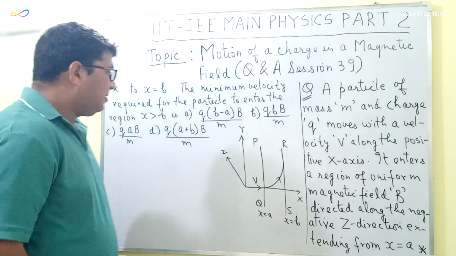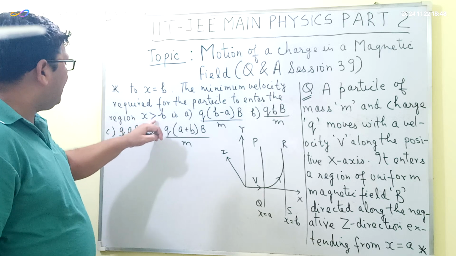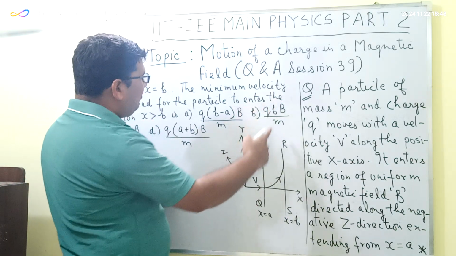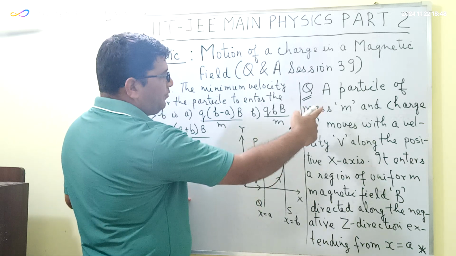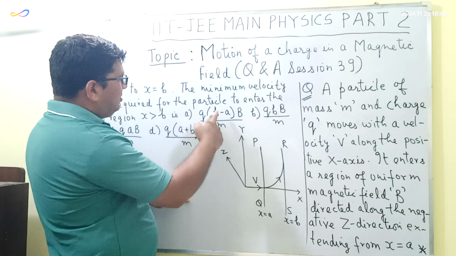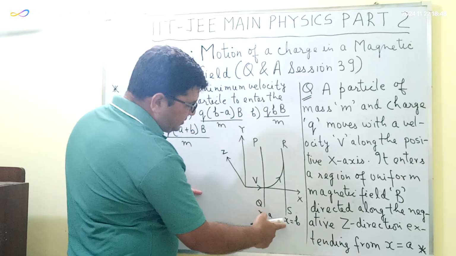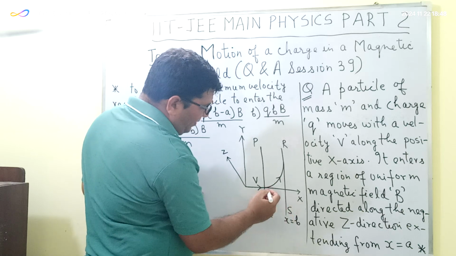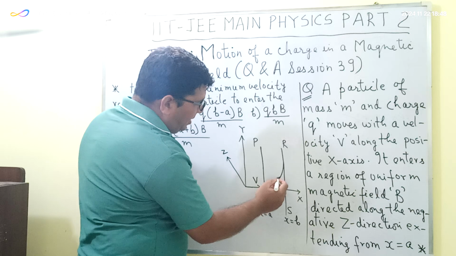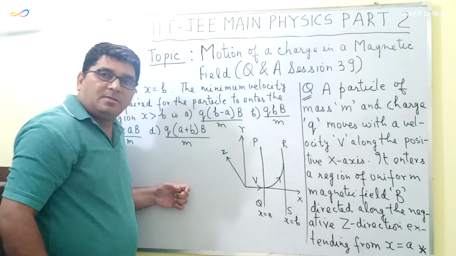So the minimum velocity required for the particle to enter the region x greater than b, that is, we have to find the minimum velocity for this particle having a charge q so that it just enters the region x greater than b. It means we have to find the minimum velocity so that this charged particle just touches the line RS.